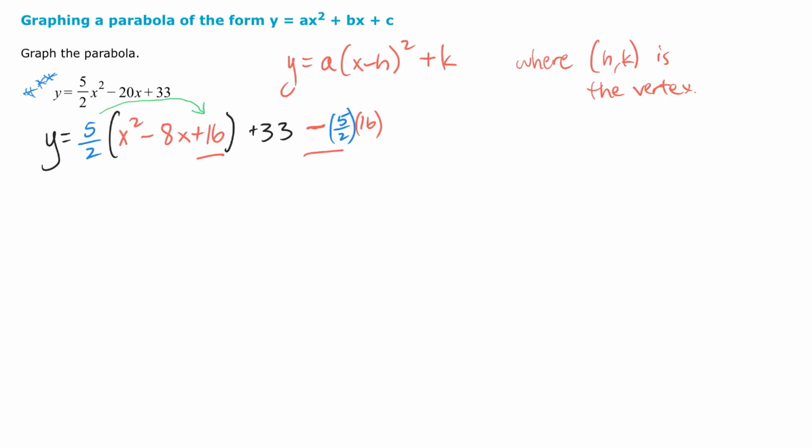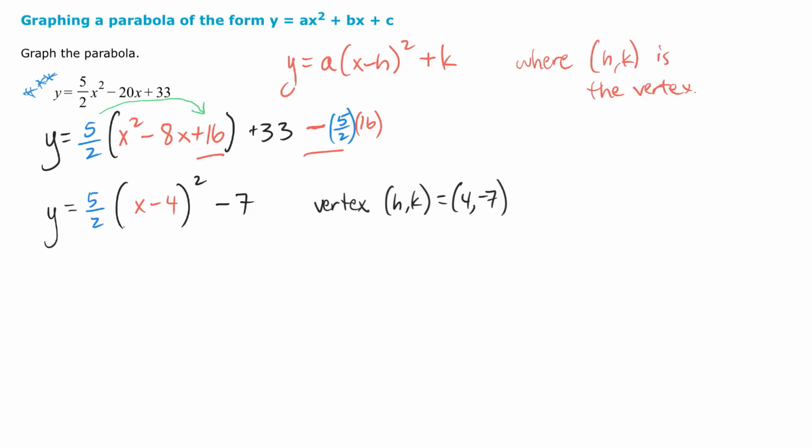All right, what's so special about completing the square? Well, it gives you another perfect square. And that perfect square is going to be (x minus 4) quantity squared. Now here, what do we have? We have 33 minus 40. 33 minus 40 is negative 7. And so we have a vertex. Our vertex, remember, is (h, k), which is equal to (4, negative 7).